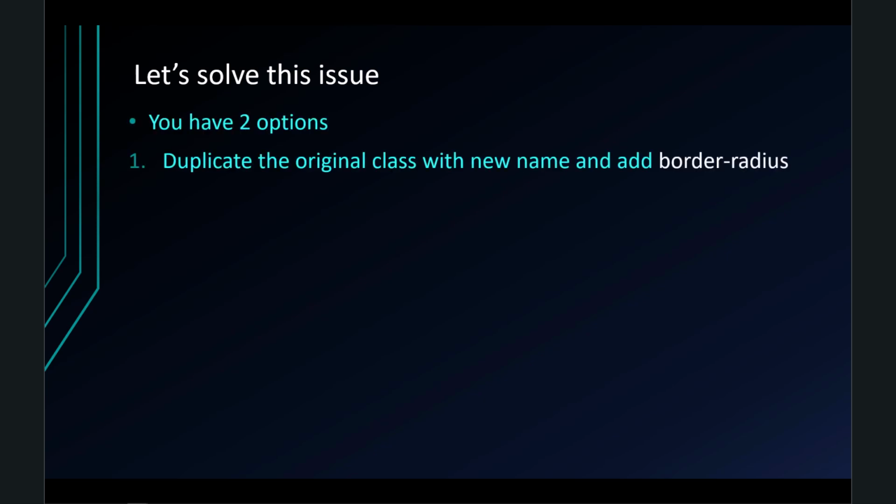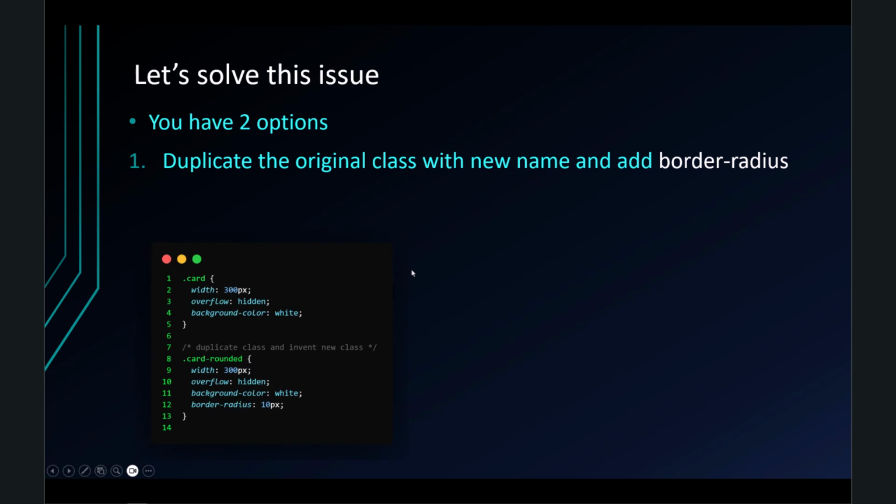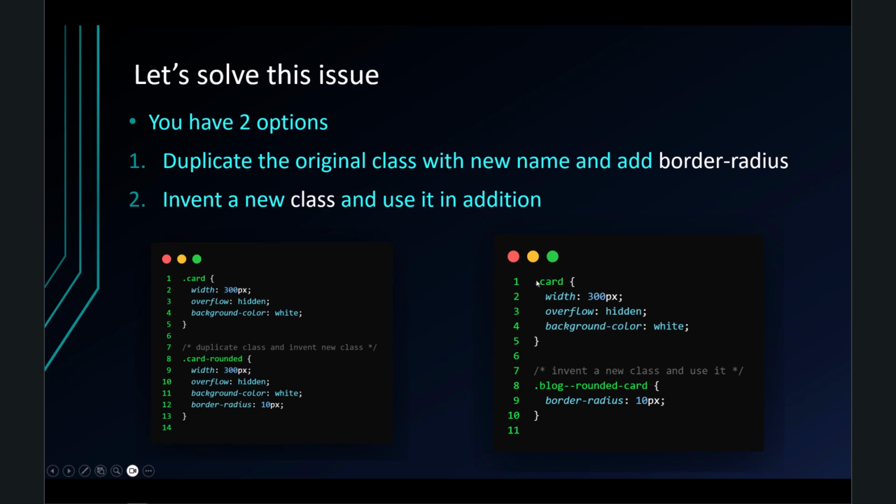The first one is to duplicate the original class names and add border radius. So let's understand what I mean. You create a new class like card-rounded and add border radius to it. And the second solution is to invent a new class and use it in addition to the card class. So this is the second solution.